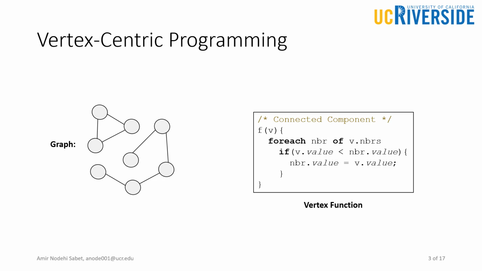On the right is a vertex function for the connected component problem. The function goes through each neighbor of that vertex and checks if its value is less than the value of the neighbor, and if so, it propagates its value to the neighbor. During the graph processing, the vertex function is applied to every vertex of the graph iteration by iteration until the values of all vertices become stable.